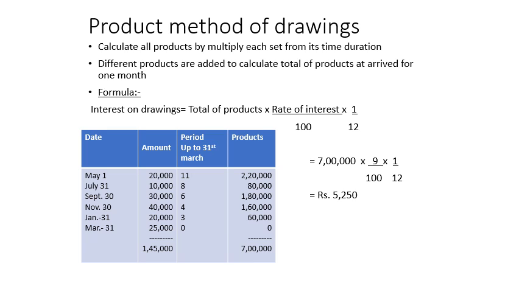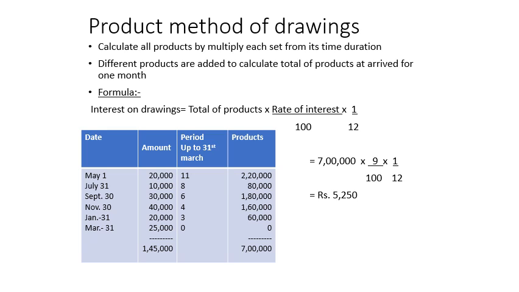In the product method, for this example, the dates of drawing are given. You may observe that from May to March, the time periods are not equal, so the gaps between dates differ. Also, the amounts withdrawn differ: one time 20,000, second time 10,000, then 30,000. So unequal amounts are withdrawn, and now we start the calculations.